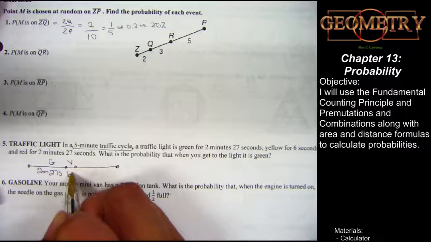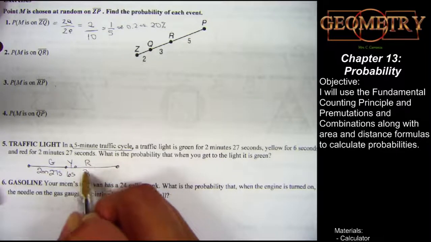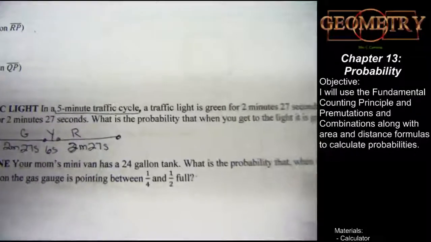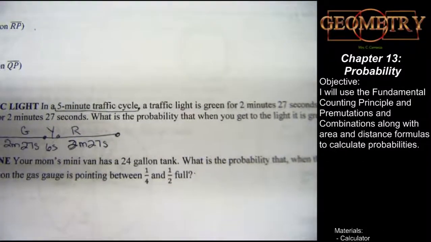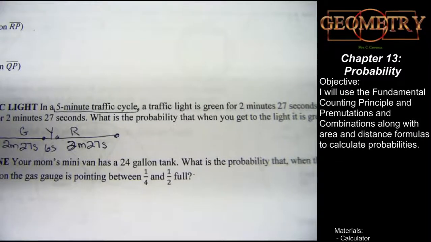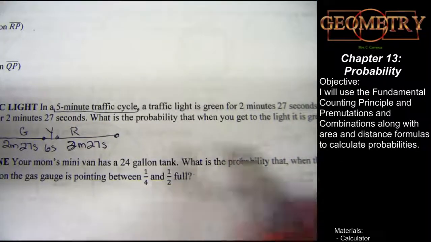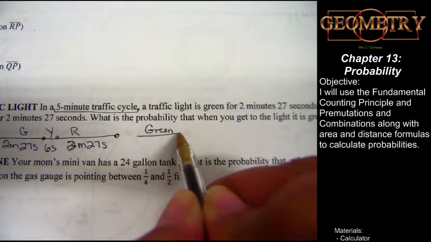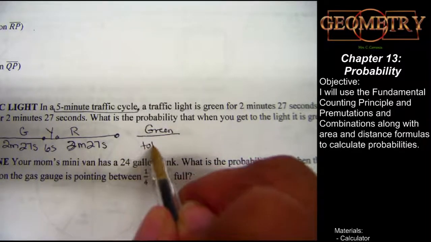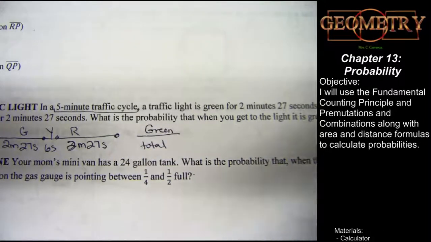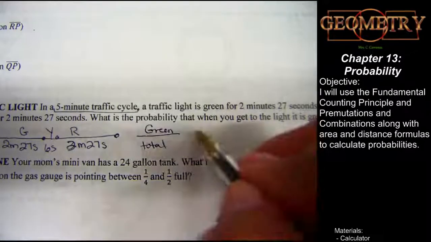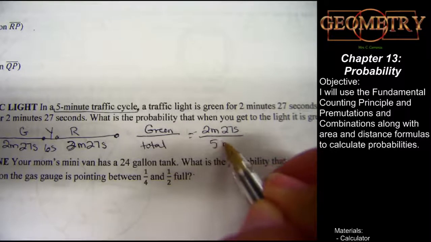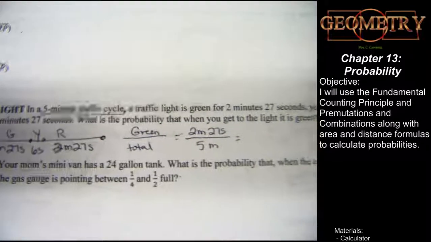Then it spends 6 seconds of it yellow. And then it spends 2 minutes, 27 seconds of it red. And the question is, what is the probability that when you're driving and you get to this specific light, it's green? Really, in terms of our probability, they want to know how long is the green segment of time in relationship to the total segment of time that this thing spends going through its cycle. It's green for 2 minutes, 27 seconds out of the grand total of 5 minutes that it is running.